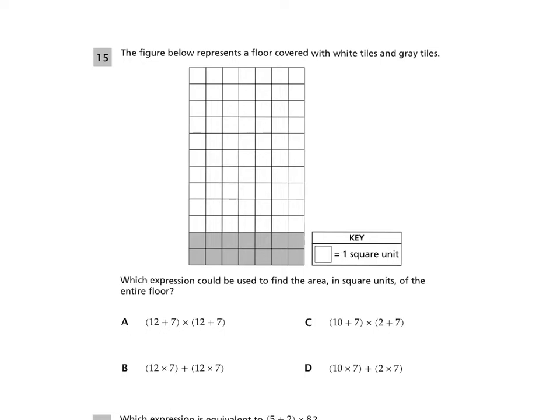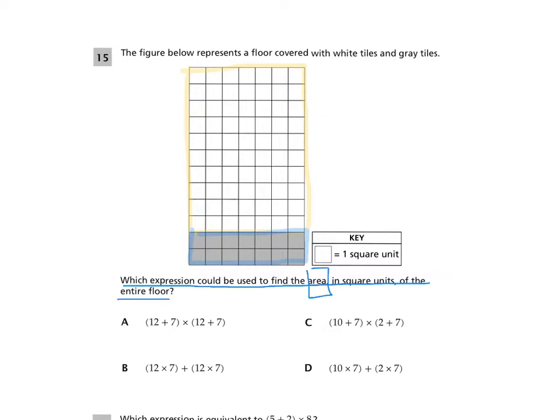So number 15 says the figure below represents a floor covered with white tiles and gray tiles. You can see that here. You have your white tiles and your gray tiles. You automatically should start to be seeing an array when you look at the white parts and the gray parts. The question says, which expression could be used to find the area in square units of the entire floor?